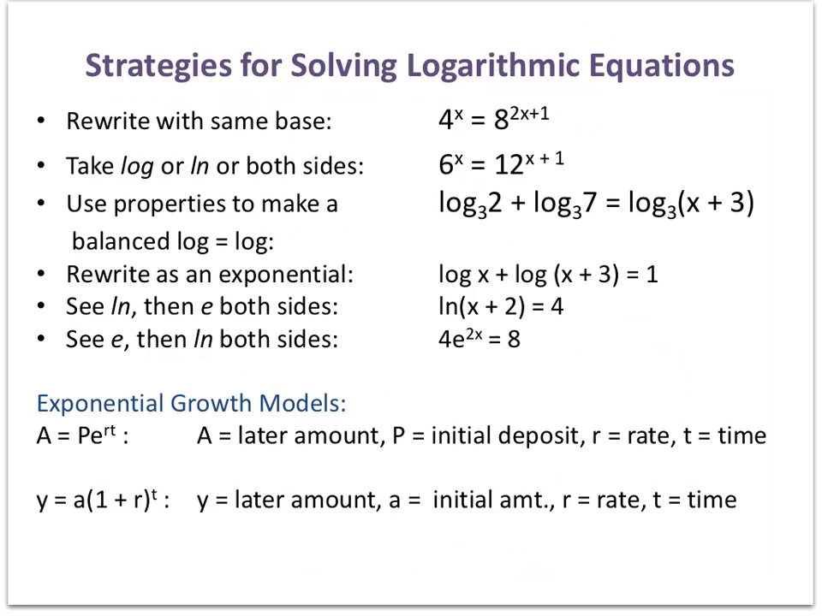So now we have some basic strategies, and I'm going to actually work these problems out on the next page, but notice what these strategies are. We want to, sometimes if we can, try and write them as the same base. Both of these can be rewritten with a base of 2, and even though they look like they are related, if you can't write it with the same base, like 6 and 12 do not have the same exponential base, then you have to take the log or the natural log of both sides.